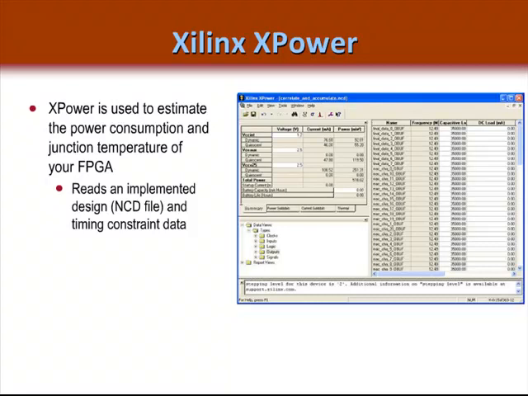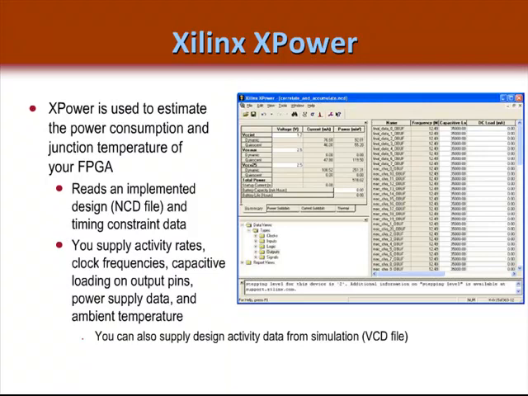So when you provide activity rates, clock frequencies, capacitive loading, power supply data, and ambient temperature, it can calculate a very accurate representation of how much power will be used. This tool also allows you to supply a VCD file from your simulator, which can also help to supply design activity rates data. This helps get an even more accurate estimation of the average power consumption. This tool is included with the ASIC design suite, so there is no additional charge with its use.